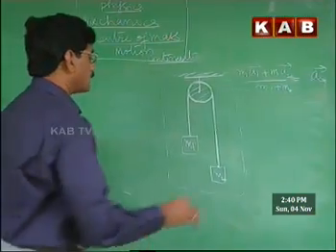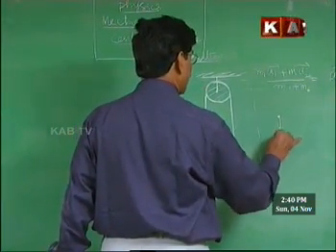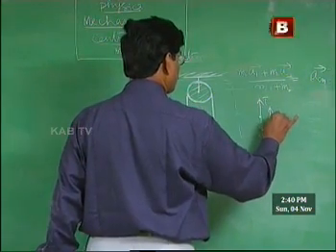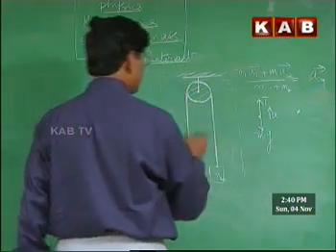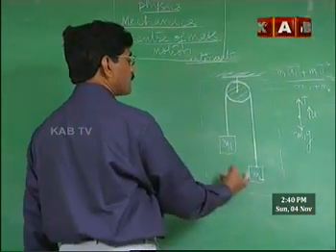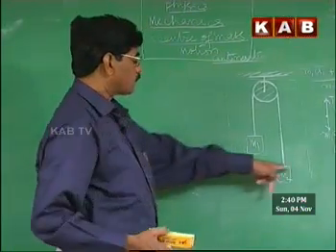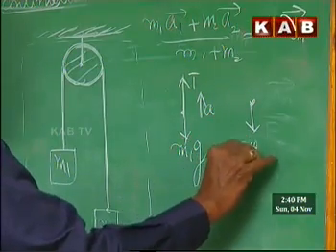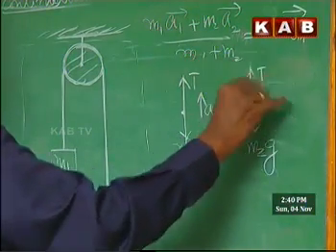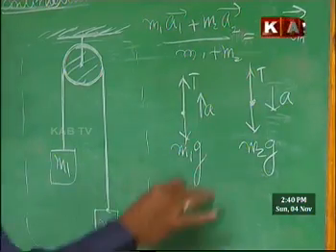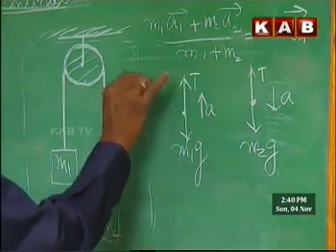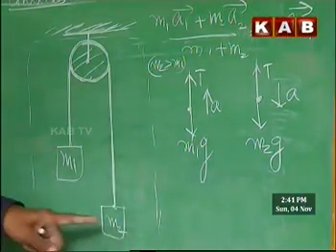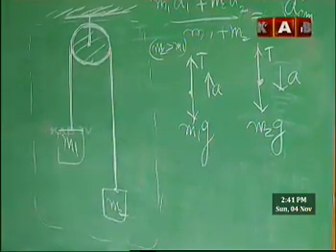For that, write the free body diagram of m1: m1g and tension. Let the acceleration of this be a upward. Because the blocks are connected by an inextensible string, both will have the same magnitude of acceleration, whereas this one will be moving down and this one will be moving up. Therefore, the free body diagram of the second block has m2g and tension this side. The acceleration is downwards, assuming m2 greater than m1. Here we are assuming m2 is greater than m1. Therefore, it will be moving down and this will be moving up.